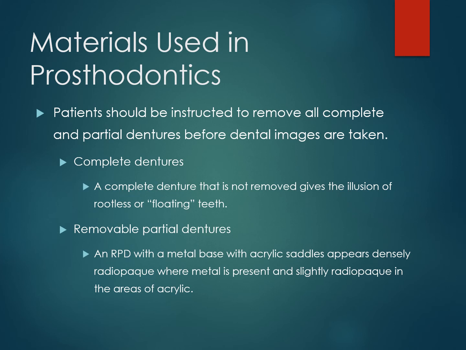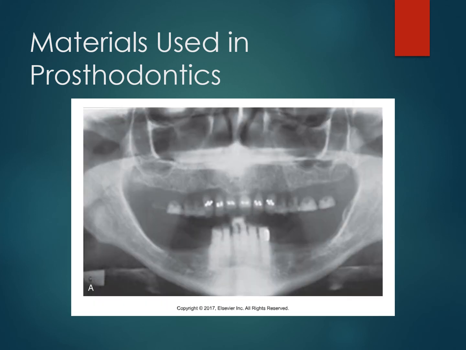And then if we take an image with a removable partial denture, usually it has a metal base and then it has like these little acrylic, they're called saddles, but they're like the little ridge that sits over the alveolar ridge. And it's going to appear radiopaque where the metal is present, and it's going to appear slightly radiopaque in the areas where that acrylic is. But either way, we're not going to be able to see the bone or the teeth that we are trying to look at. And here's what those look like.